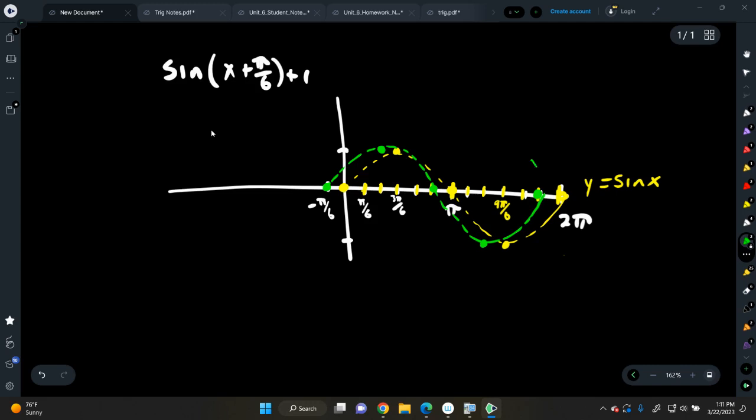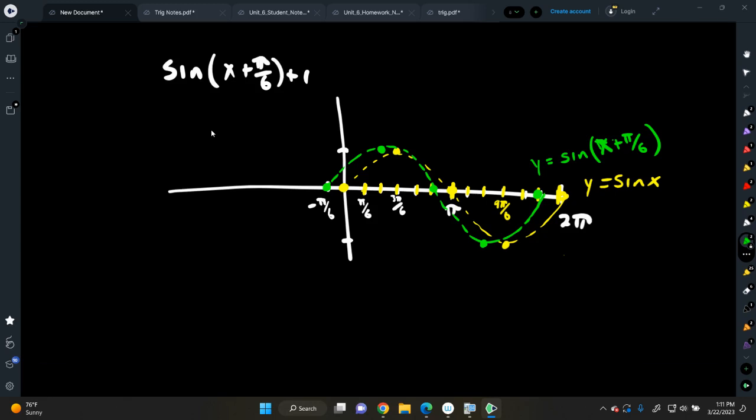So there's the curve, y equals sine x plus pi over 6. I drew my curve in there, my y equals sine x, that's a basic curve. The only thing that's different right now is that I made each mark pi over 6 instead of pi over 4. Okay, so I shifted everything to the left.